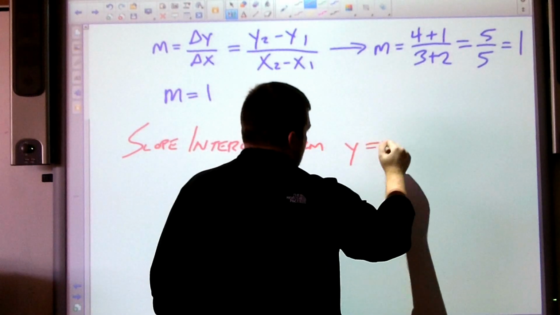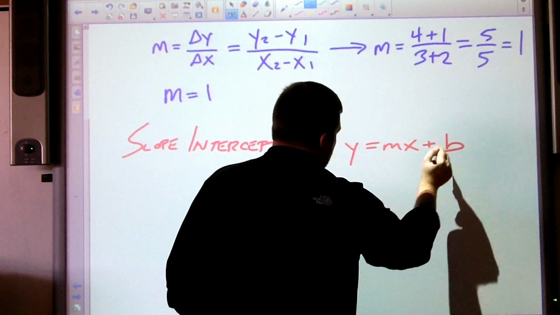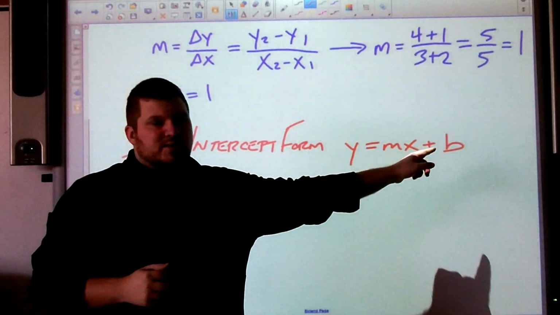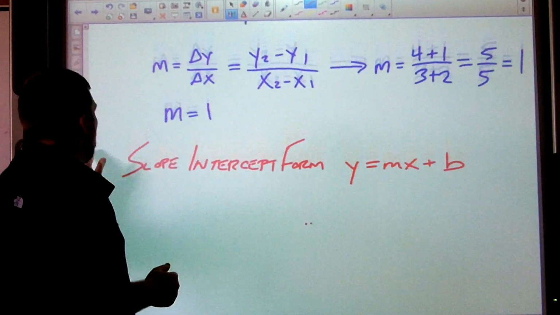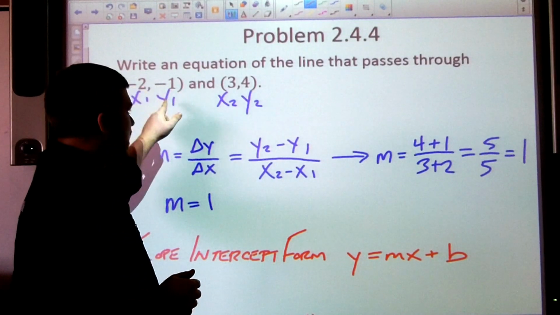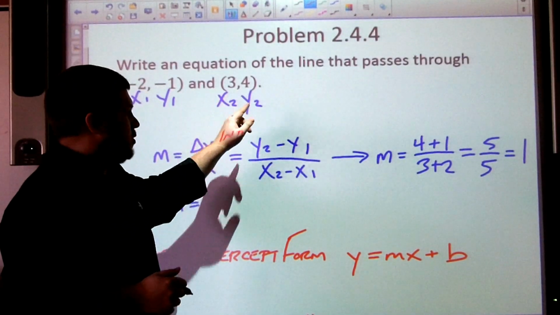That is y equals mx plus b. Okay? Well, so far we only have m. We still have yet to find b, so we need to do that. Well, fortunately we have 2 choices for x and y. We have x1 and y1, or we could use x2 and y2.